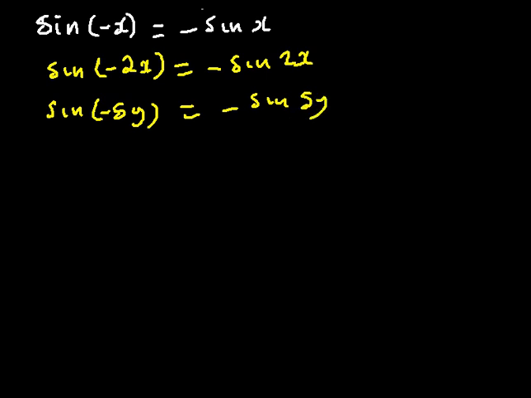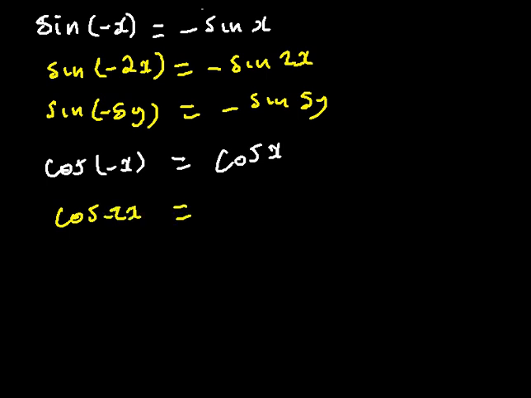And in the same case, if we have cos of any negative number x, this is the same as the positive cos x. So in all cases, if we have cos of negative 2x, this is the same as a positive cos 2x. So that's what it means.